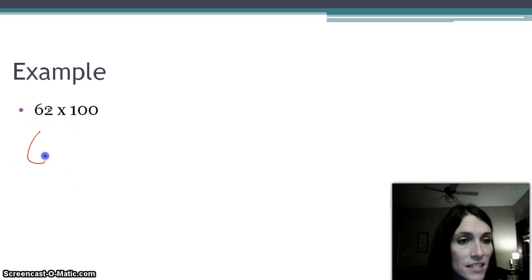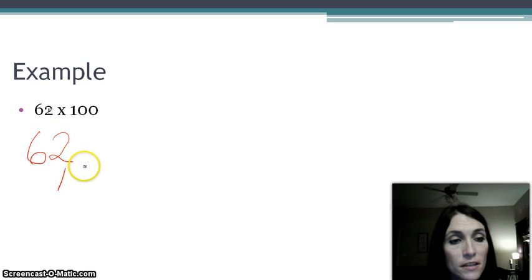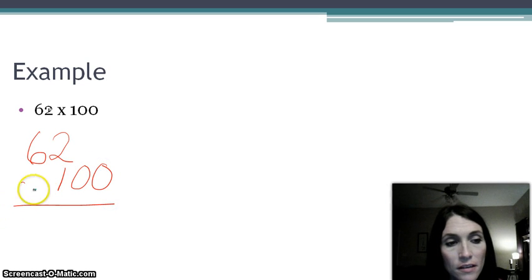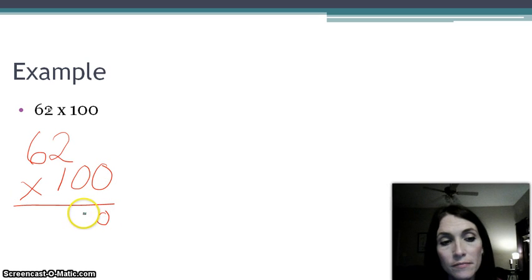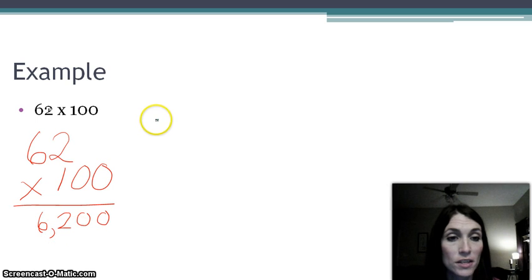We take the 62, and then we put the 100, the 1 under the 2, and we push our zeros off to the side. I like to just bring my zeros down, and then I multiply. 2 times 1 is 2, 6 times 1 is 6, and I get 6,200.